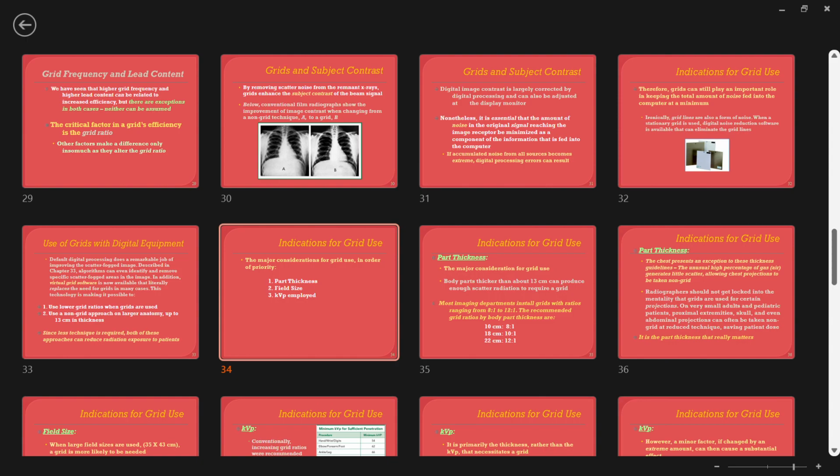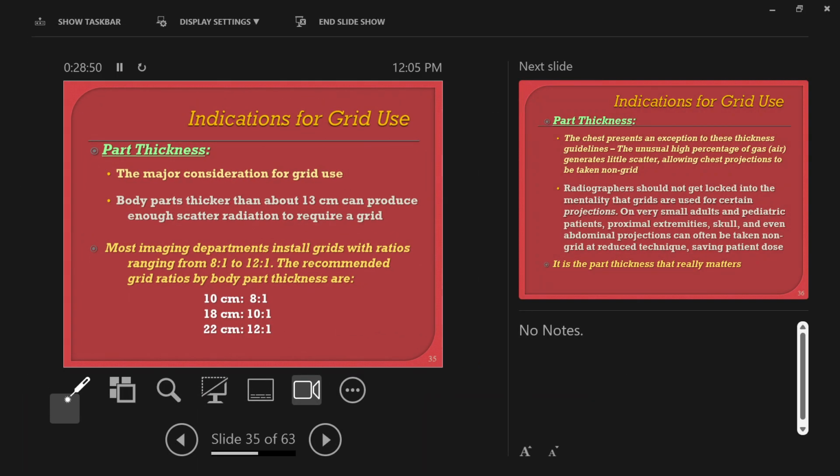When I say when should you use a grid based on thickness, I usually say 10 or 12 centimeters. That's because books will say 10 or 12 centimeters. However, if you're reading from this specific text, which you are, they're recommending a grid should be used anytime a part is thicker than 13 centimeters, because parts that are that thick tend to cause excessive scattered radiation. My recommendation is anytime a body part's thicker than 10 centimeters, you should in your head be going, should I use a grid? And then decide to or not.